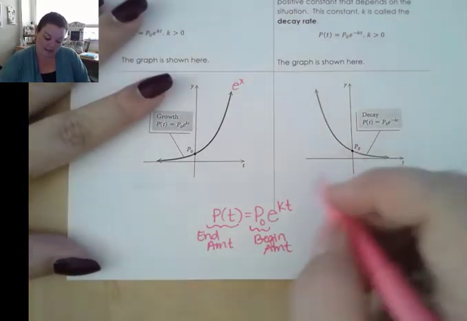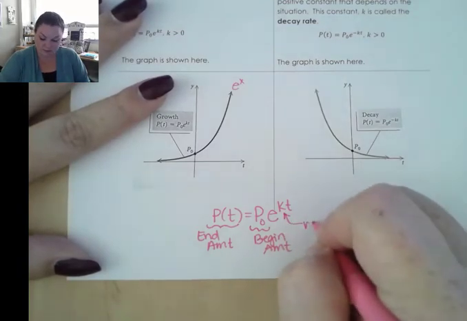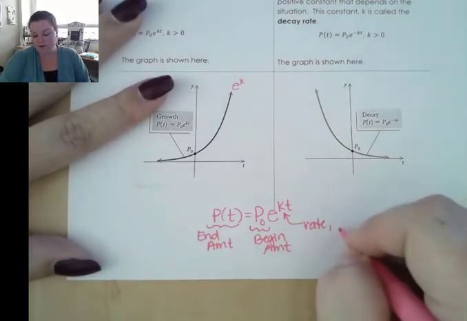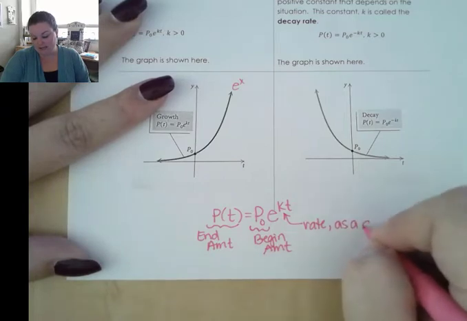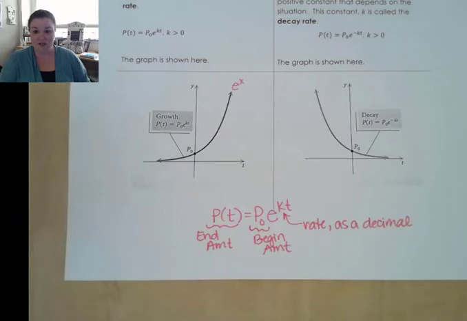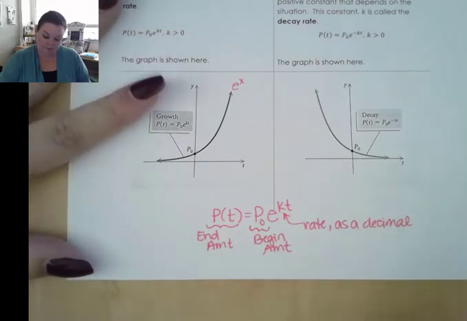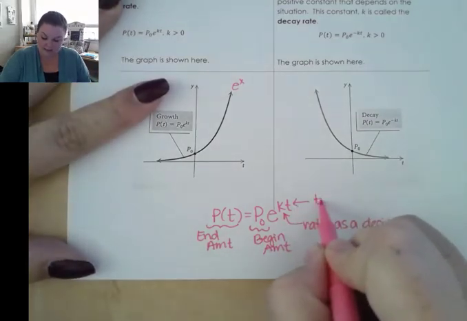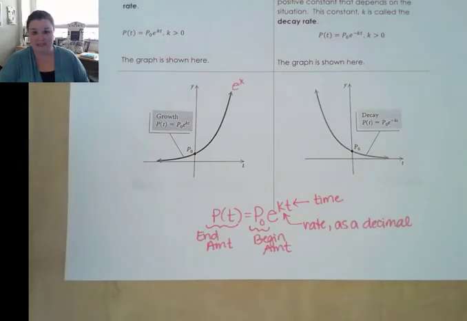K is our rate, and we always write it in our function as a decimal. So if it's given as a percentage, make sure when you write it into our function or when you're evaluating that you write it as a decimal. And then t is our time, usually in years.